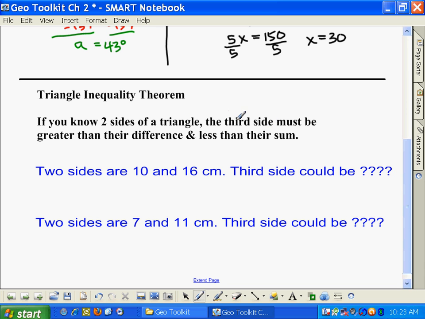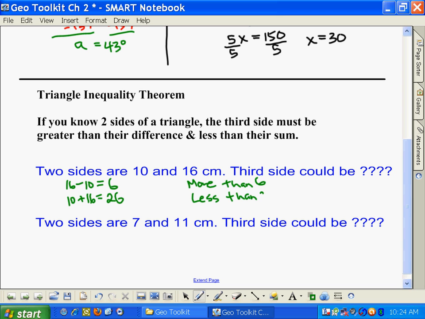So the third side must be greater than their difference. What's the difference between 16 and 10? 16 minus 10, their difference, is 6. And it also says it must be less than their sum. So let's add them together. 10 plus 16 is 26. So what it means is the third side has to be more than 6, and it has to be less than 26.